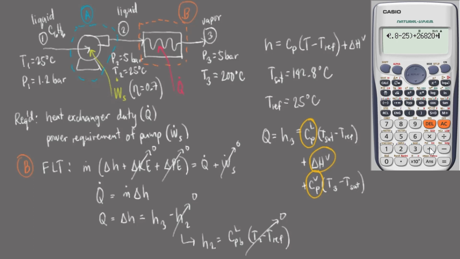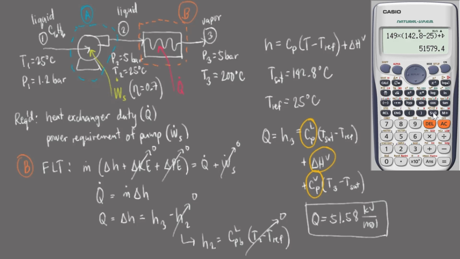Plus, for the final term, we have the enthalpy of the vapor on average is 126 joules per mole per Kelvin, multiplied by T3, 200, minus the saturation temperature, 142.8. The result of that is the duty of the heat exchanger, that is 51.58 kilojoules per mole. This is the amount of heat that needs to be added to the heat exchanger in order for us to carry on the vaporization of benzene at the specified inlet and outlet conditions.